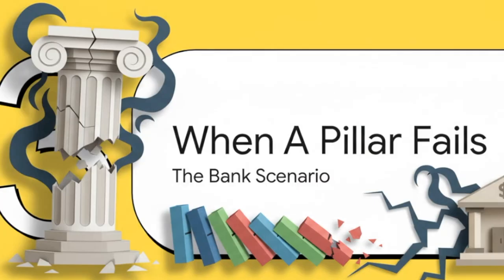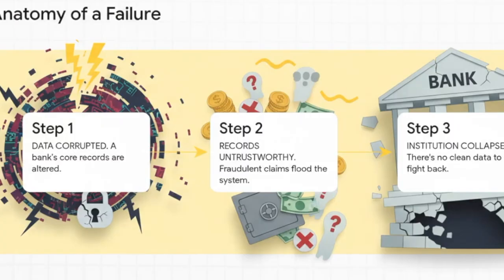Okay, so we've got our 3 pillars: confidentiality, integrity, availability. But what actually happens when just one of them crumbles? Let's go back to that bank example for a minute, because it shows just how catastrophic a single failure can be. So it starts with step 1, the data gets messed up. It could be anything, a hardware meltdown, a deliberate attack, doesn't matter. The result is the same.